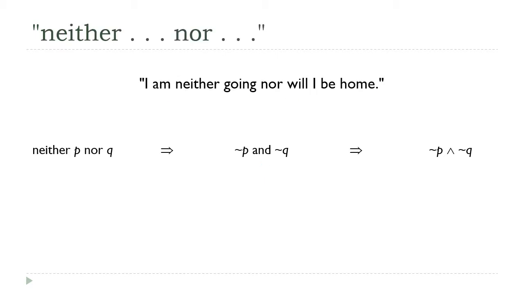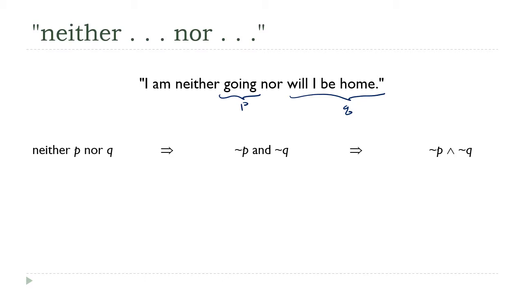All right. So how about this? This is our second one. How about "neither this nor that"? So again, I've got an example here. I am neither going nor will I be home. So going, that's going to be the P, and I will be home, that's the Q. And I've told you how to do this here. This is not P and not Q.